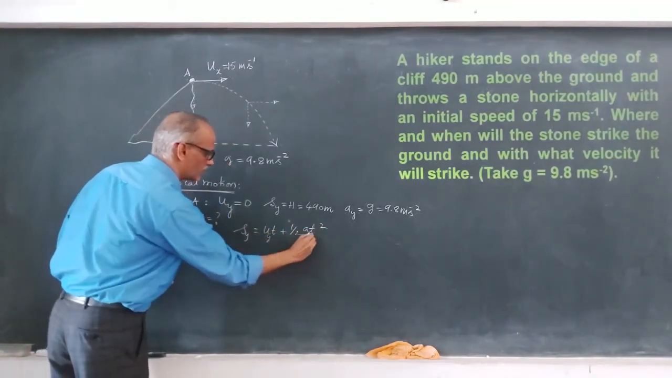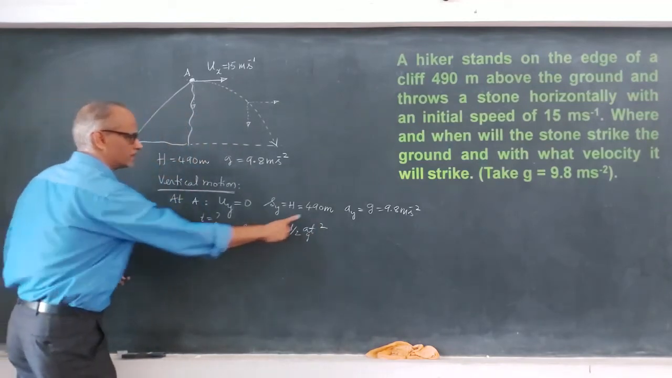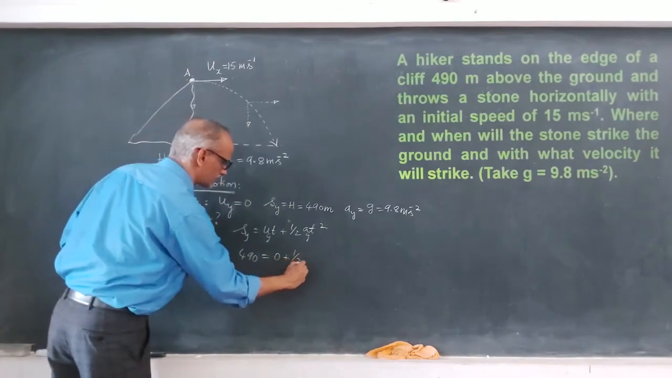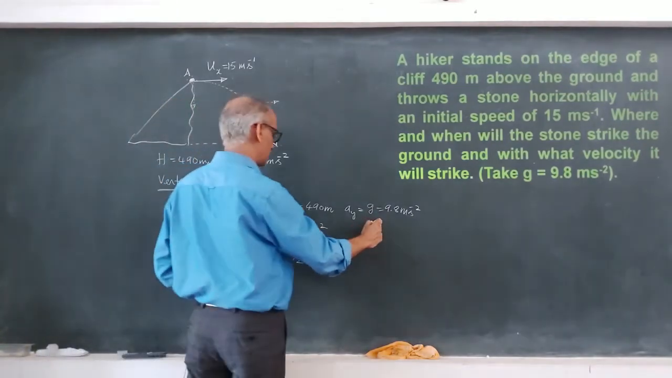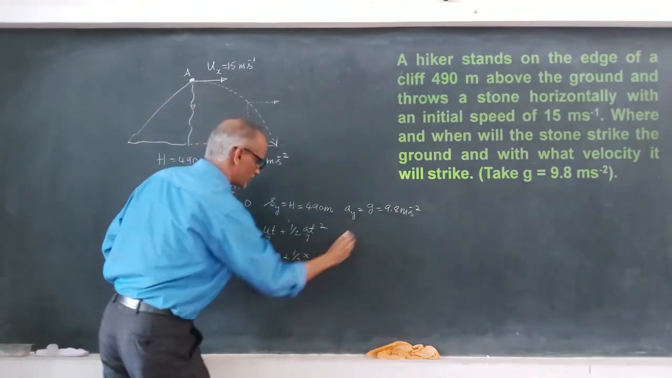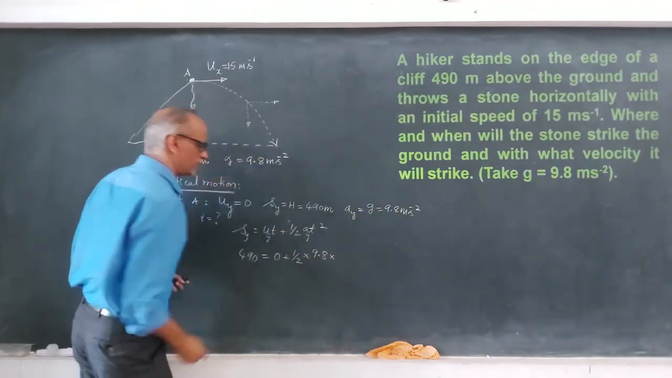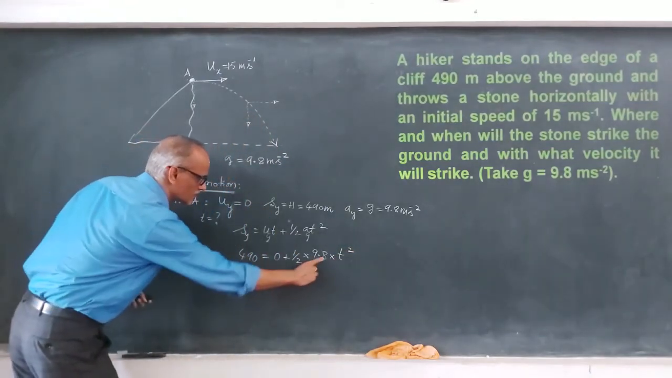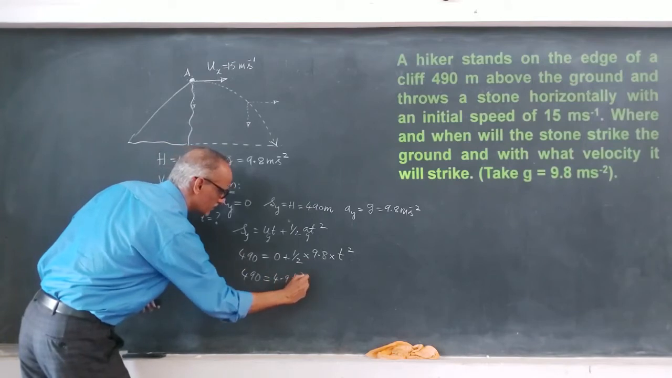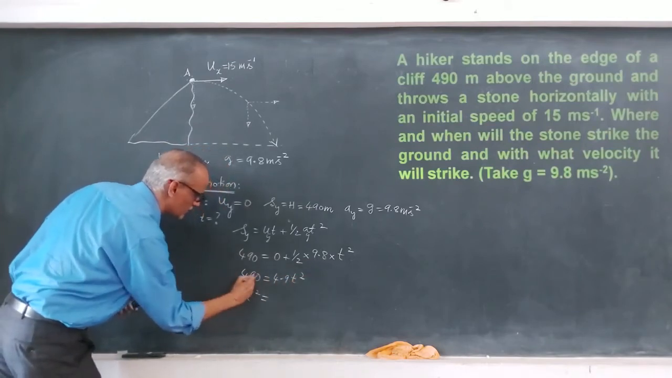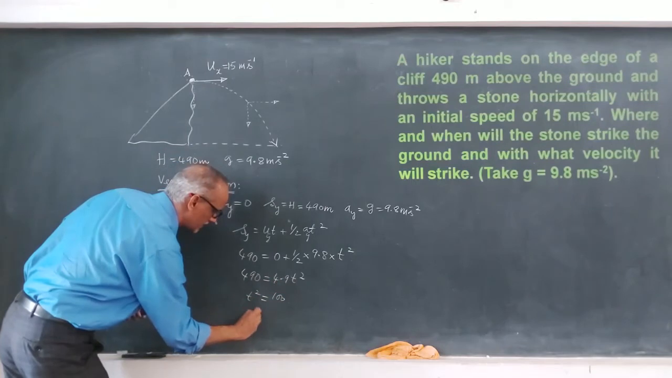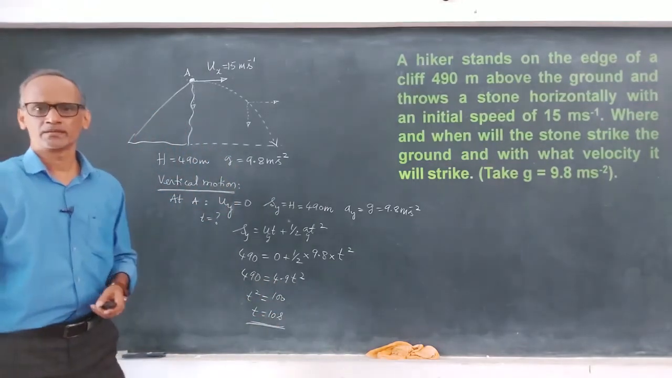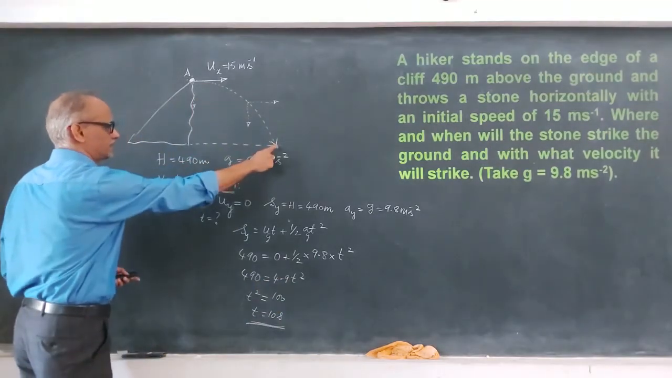So everything along the y axis. What is Sy? It is 490. This is 0 plus half ay, which is 9.8, into t square. So 490, this is 4.9 t square. So t square is equal to 490 by 4.9, which is 100, therefore the value of t is 10 seconds. So time taken by the stone to reach the ground is 10 seconds.